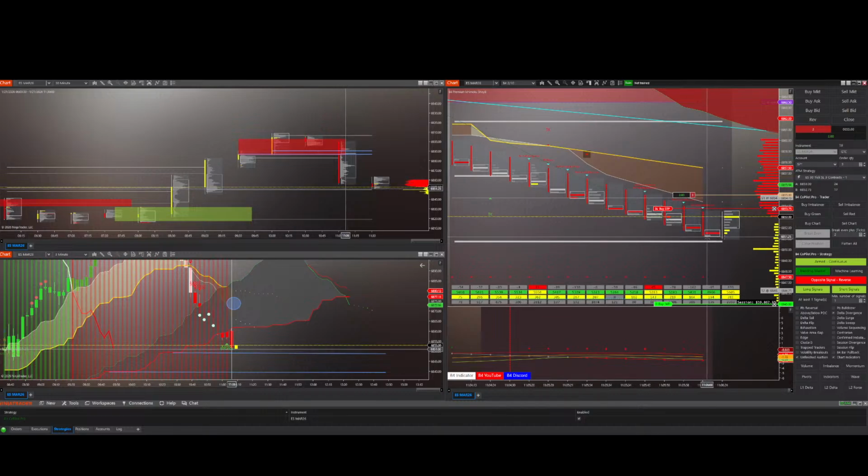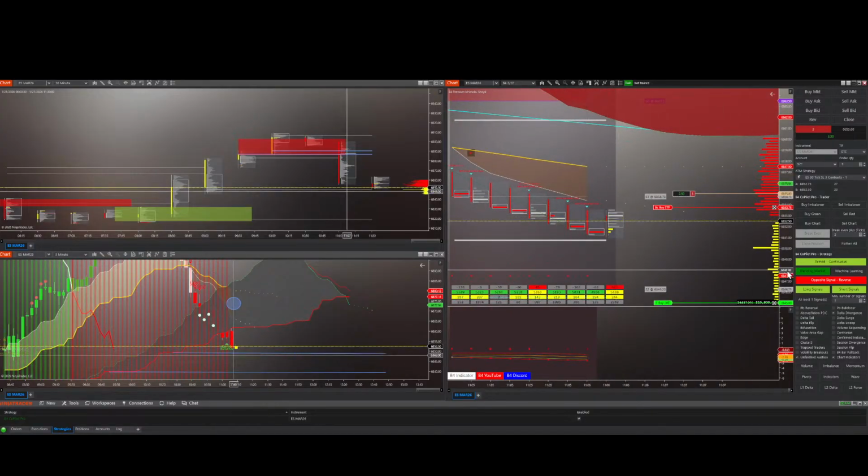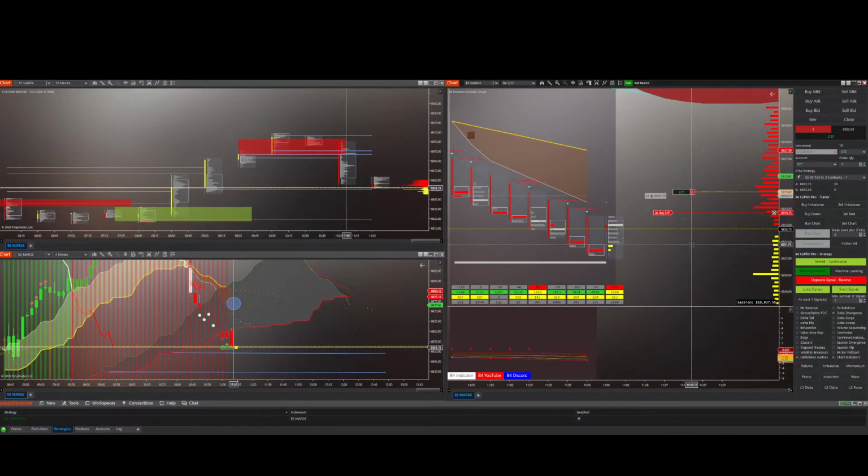I wasn't peeking when I drew that line there, by the way. It wasn't no peek. That's just a prominent area. Ichimoku is very powerful.